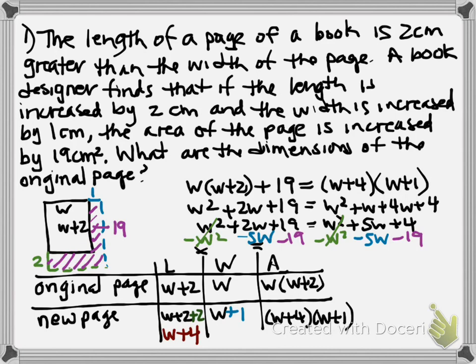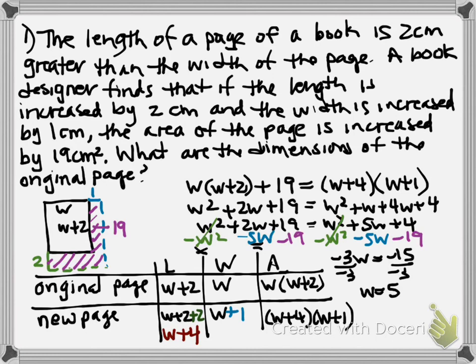At this point, I have negative 3W equals negative 15. I divide both sides by negative 3, and I get W equals positive 5. Number one, I have to have positives, because I can't have a dimension that's negative. That doesn't make sense. So what does W represent in our chart? The width of the larger. The width of the small.